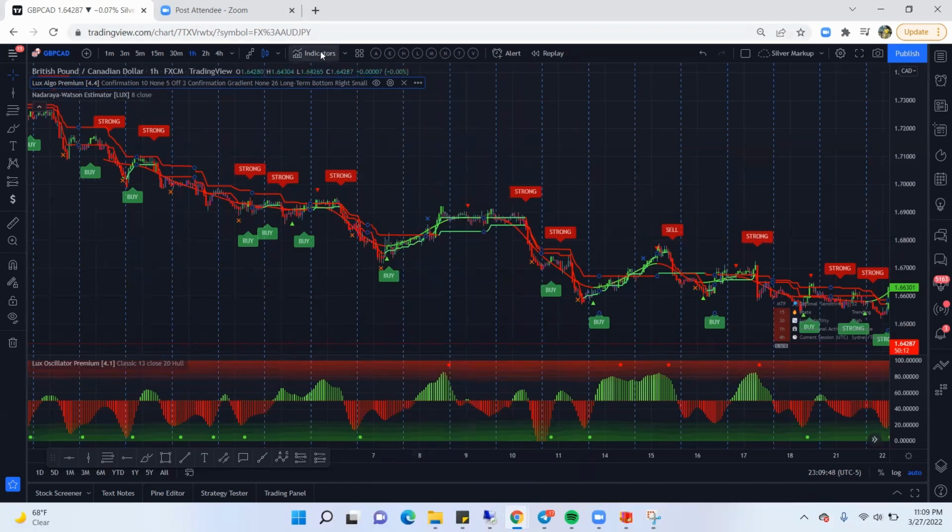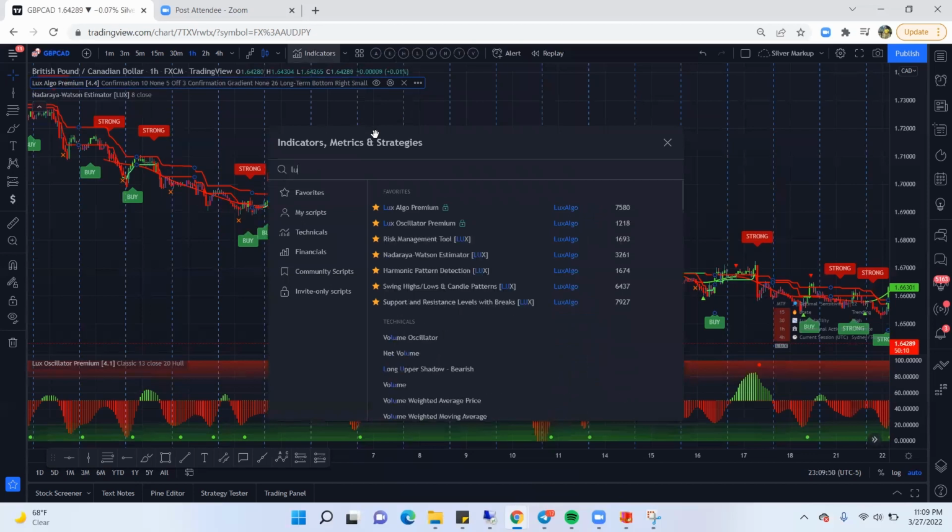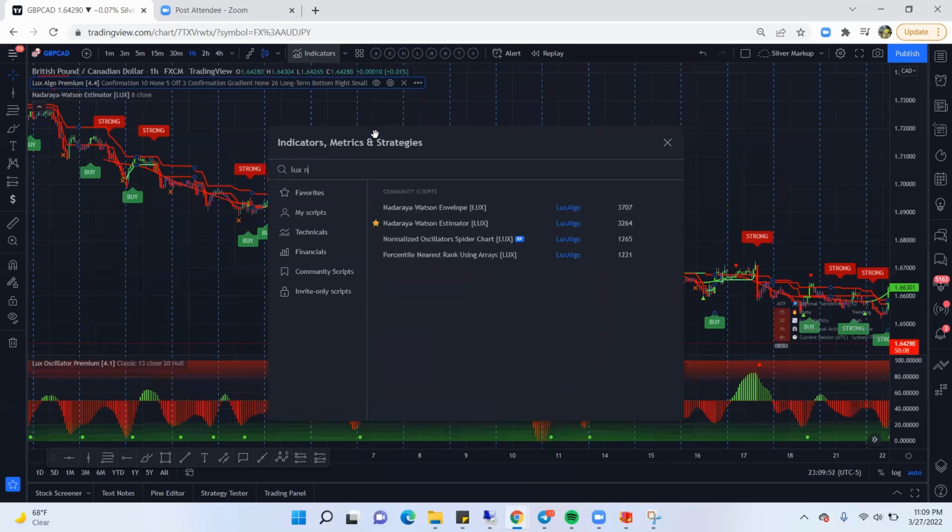The other thing you want to do is type in Lux again, and you want to type in Nadaraya. And you'll see here, you'll see Nadaraya Watson estimator.